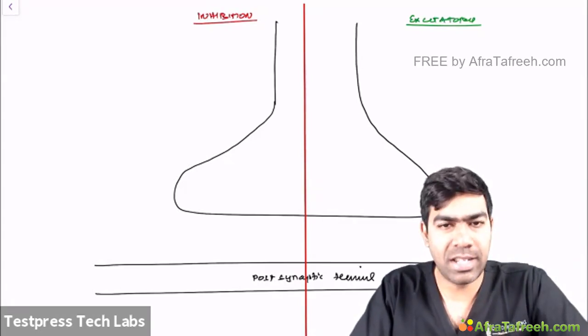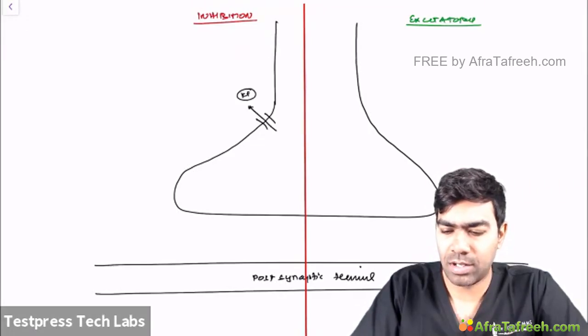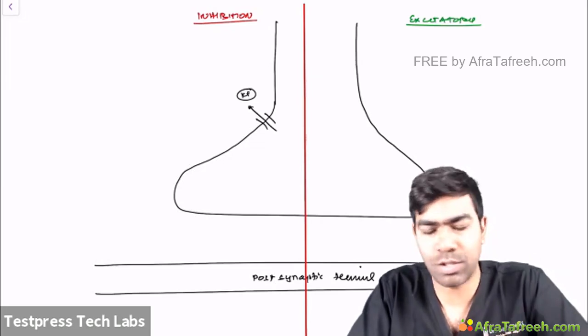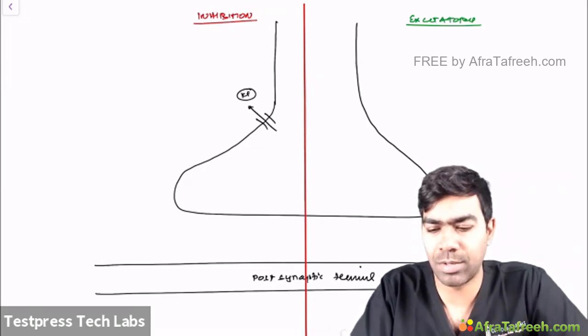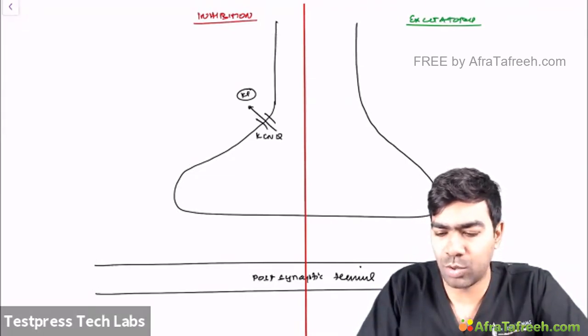So there are many channels out there. For example, you have this kind of potassium channels, which can move the potassium out. And when you increase the movement of the potassium out, the cell will be hyperpolarized, resulting in poor propagation of depolarization, and that will act as an inhibition. So that's why I'm writing on that side. So these channels are nothing but KCNQ channels.